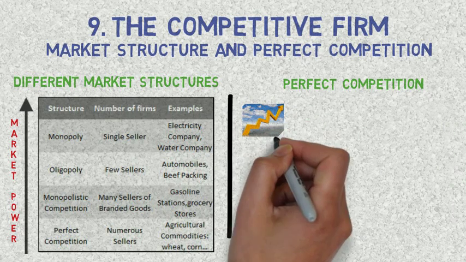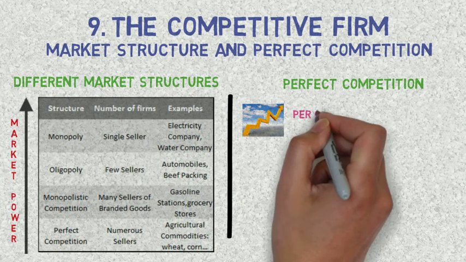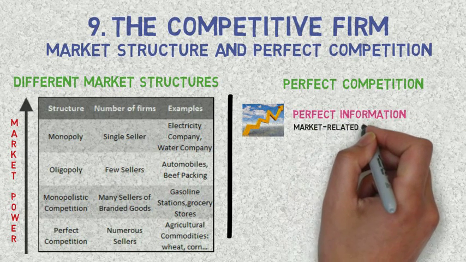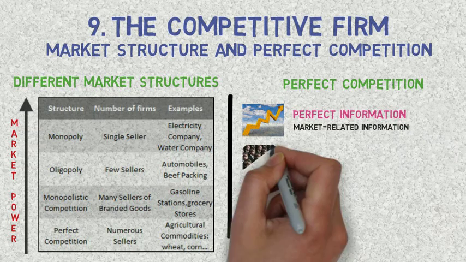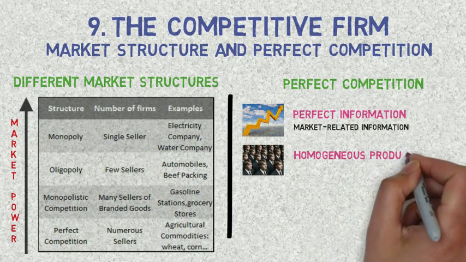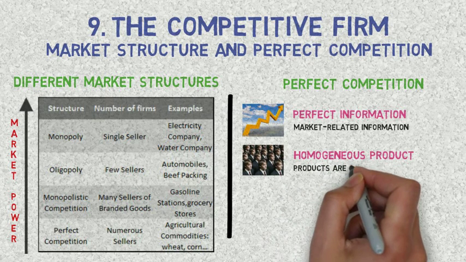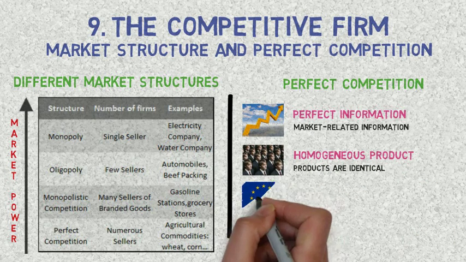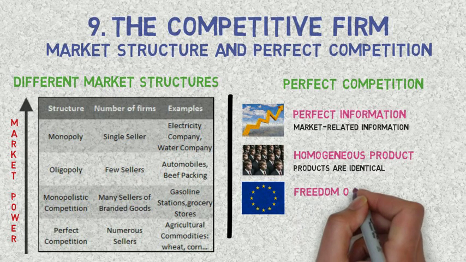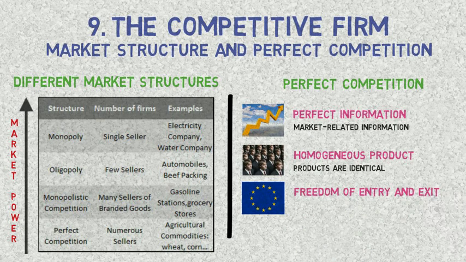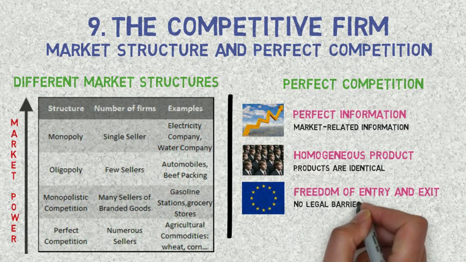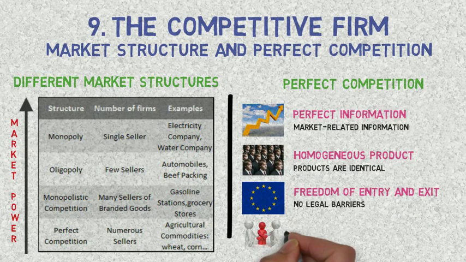For instance, most producers have access to market information provided by the United States Department of Agriculture. Besides that, their products are homogeneous, since wheat, corn and soybeans are identical across all producers. Moreover, farmers face no legal barriers to entering the market. It is true that starting a farm operation is very expensive, which constitutes an economic barrier, but still, there is no law against new entries.